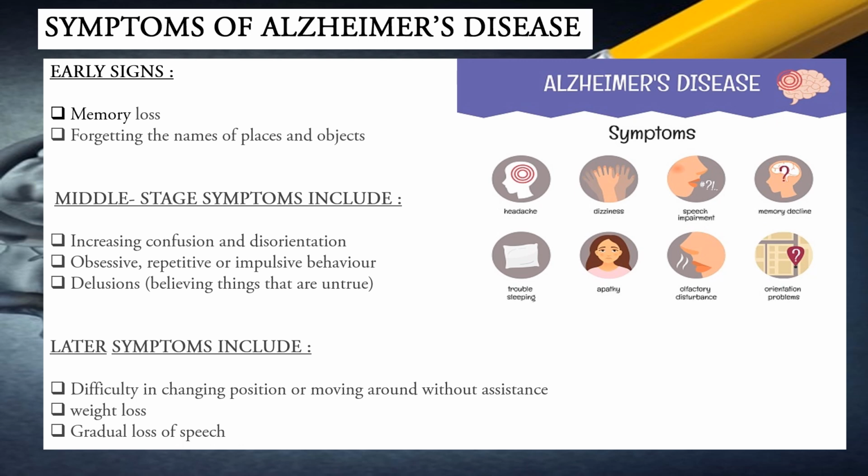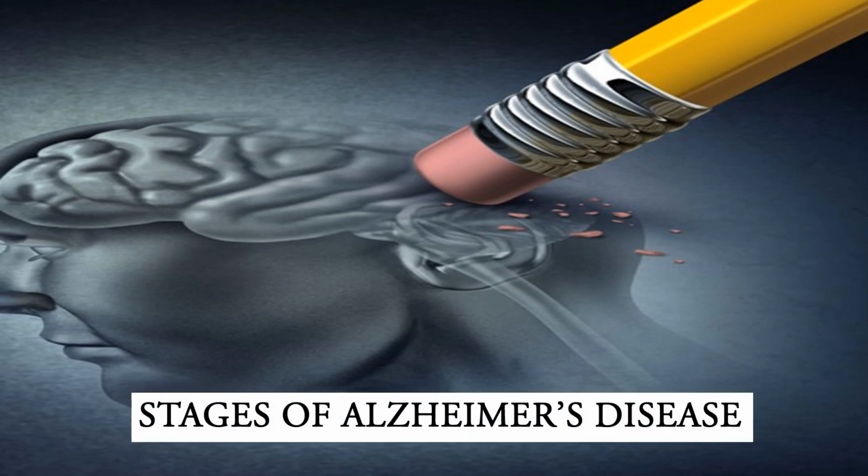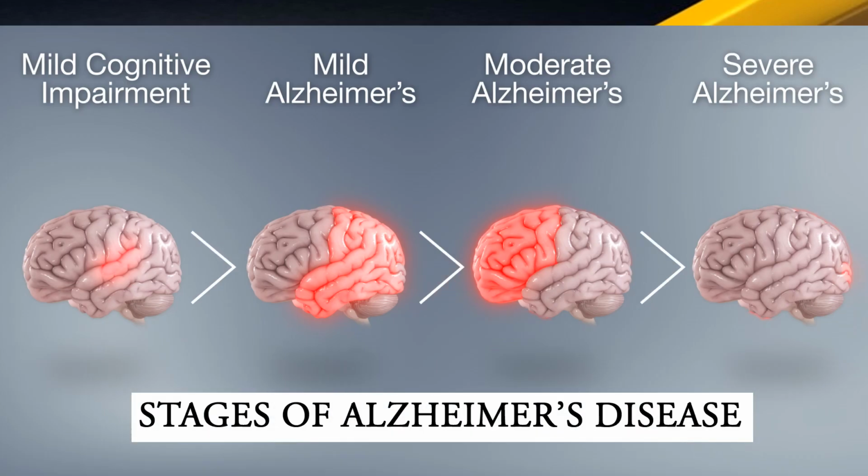And people will have false beliefs, like they are being followed by someone or believing their spouse is being unfaithful. And under the later symptoms, people will face weight loss, difficulty in changing position, and they'll gradually lose communication with other people. And some of the other symptoms are headache, dizziness, speech impairment, memory decline, trouble sleeping, apathy, olfactory disturbance, and disorientation.